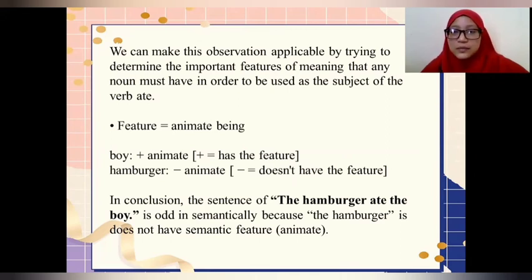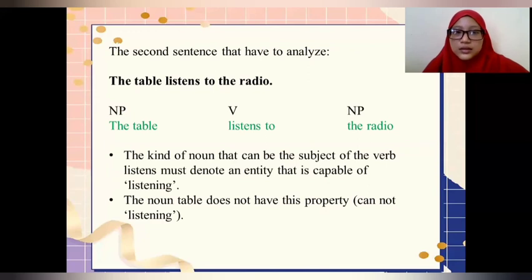Feature: animate being. Boy is animate, or the noun phrase boy has the feature. And hamburger is not animate, or the noun phrase hamburger does not have the feature. In conclusion, the sentence "The hamburger ate the boy" is odd semantically because the hamburger does not have the semantic feature of animate. The second sentence that we have to analyze is "The devil listens to the radio."